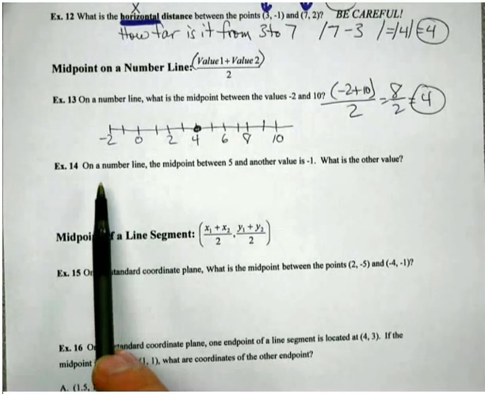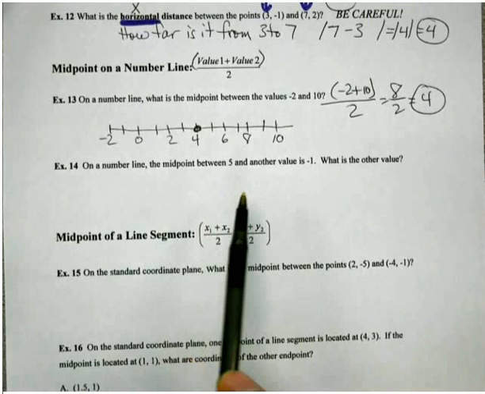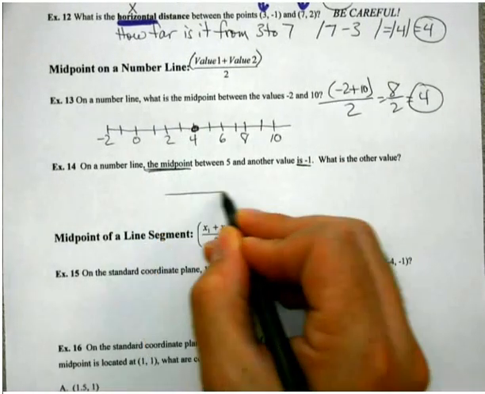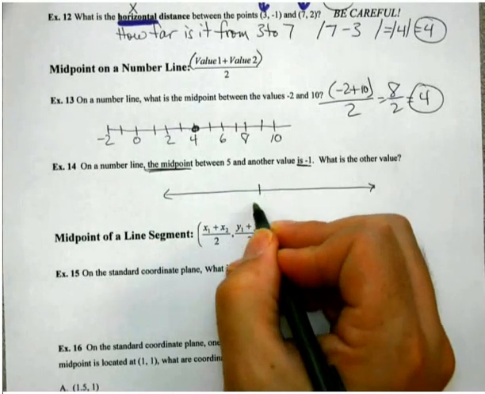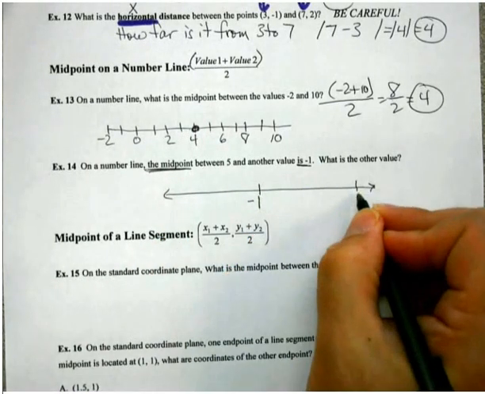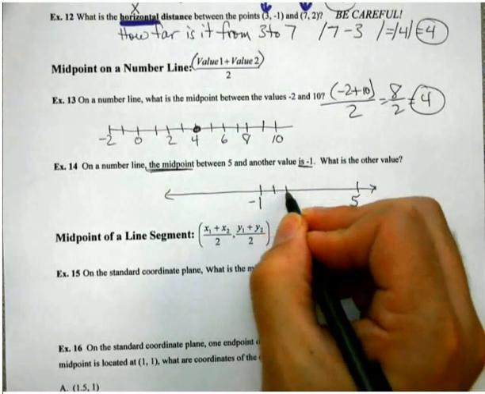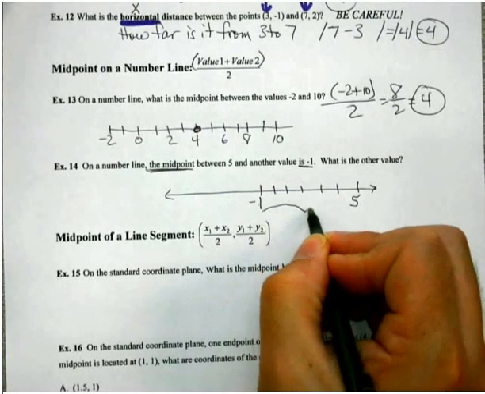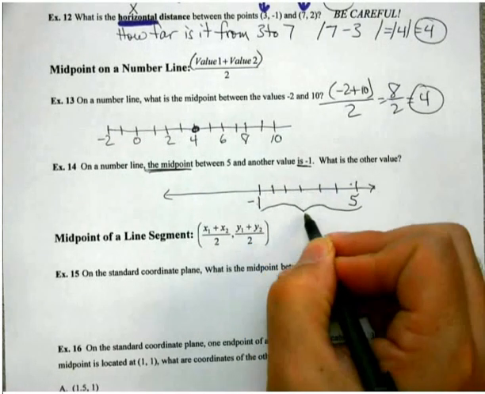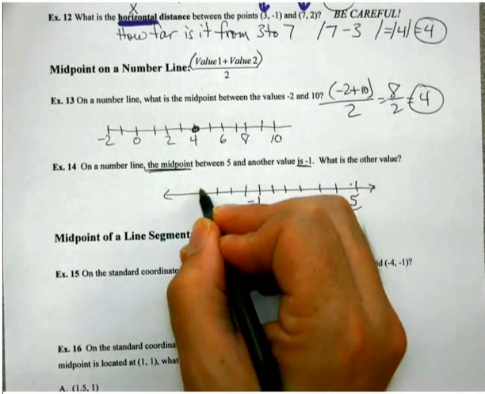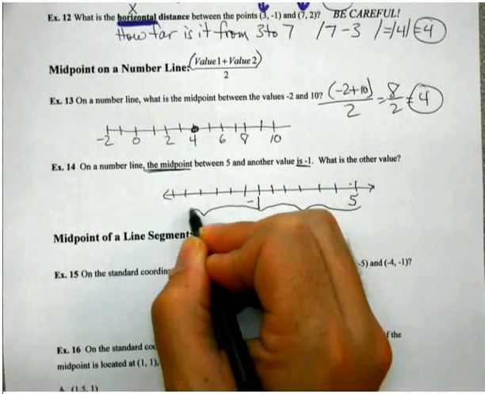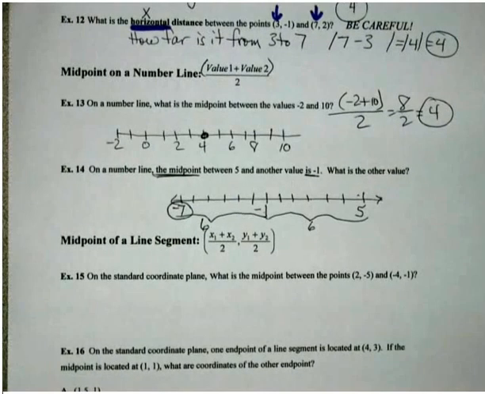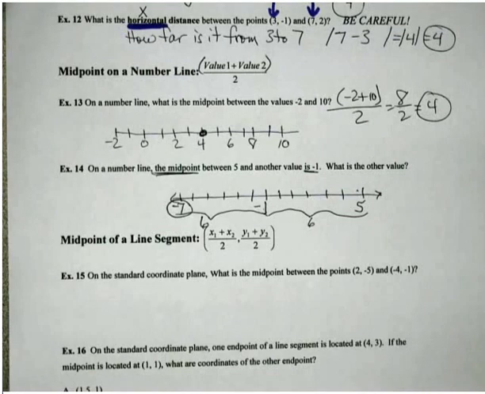Again, be careful with reading though. On a number line, the midpoint between 5 and another value is -1. Okay, picture people. The midpoint is -1. One of the values is 5. 1, 2. So to get from -1 to 5, I went 1, 2, 3, 4, 5, 6 places. Guess what? I have to go 6 places the other way, and I find my answer. Oops, I moved my whole sheet. You're like, well, do I have to do it that way? What if I'm a formula person?